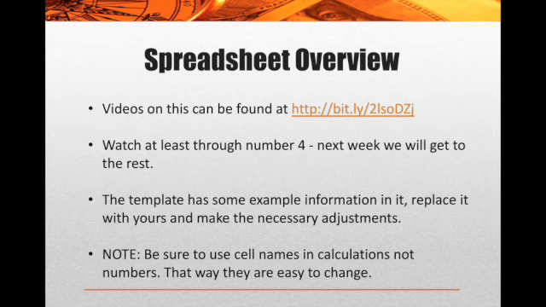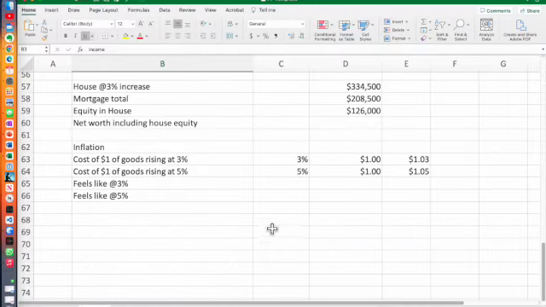Oh, it's also really important to be sure to use cell names in the calculations and not numbers. That way it's easy to change. Let me give you an example. Here in the cost of goods rising at 3%, I have a 3% number here, which is a number that could change as a variable. I have $1, which is where we're starting.